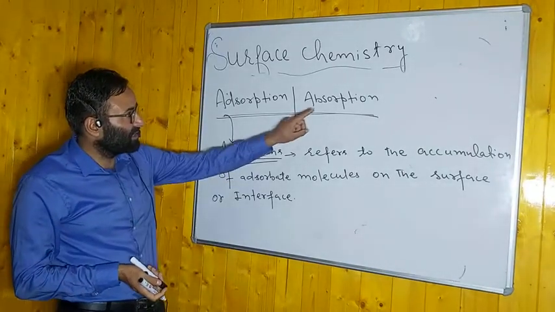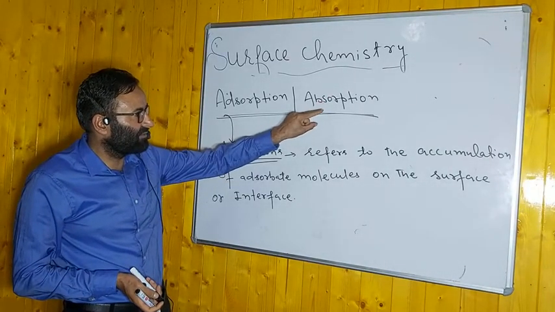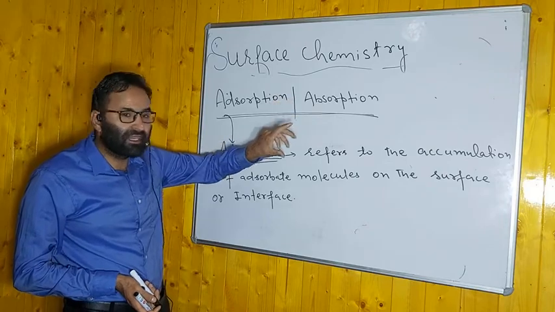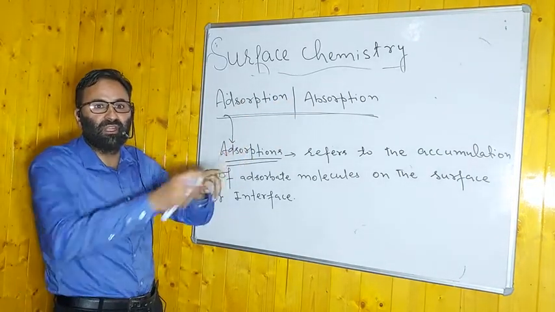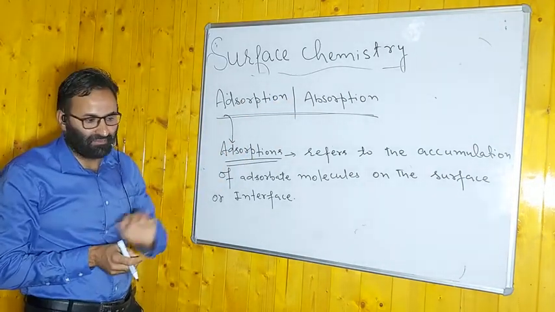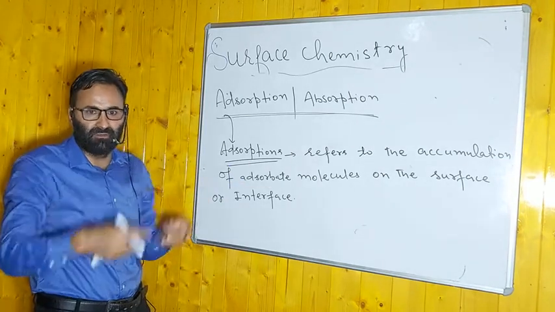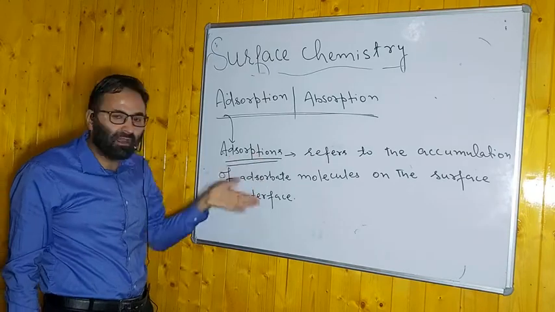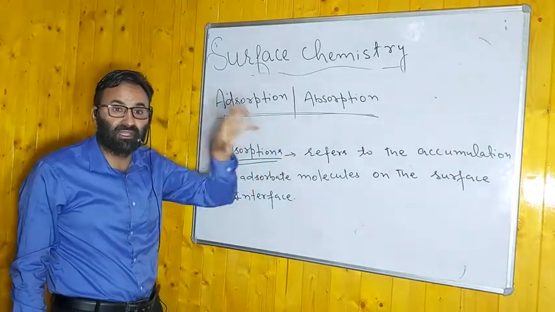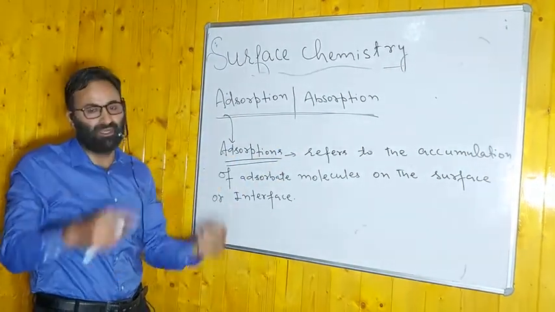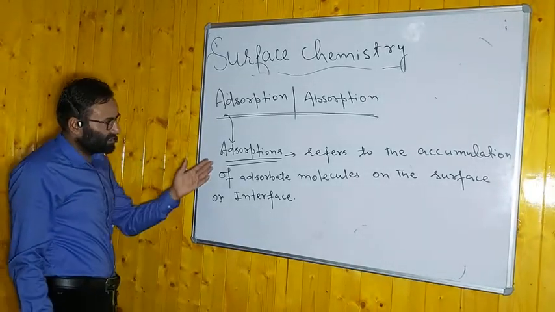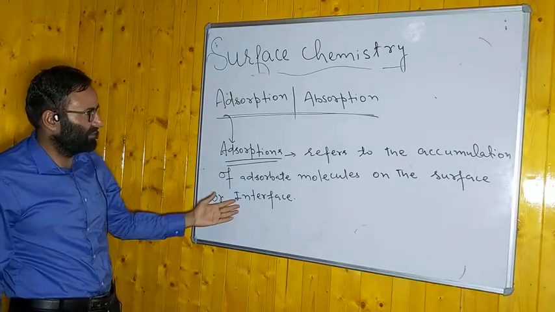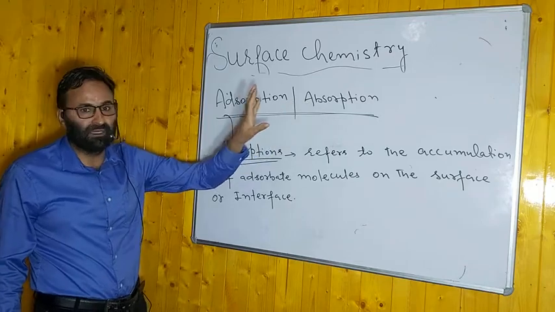What happens in case of absorption? Absorption refers to the entering of the molecules of a substance into the bulk of the adsorbent, into the whole body of the adsorbent. It means that in adsorption molecules remain on the surface, but in absorption molecules enter into the whole body of the adsorbent. Remember this point. Adsorption is a surface phenomenon, while absorption is a bulk phenomenon.